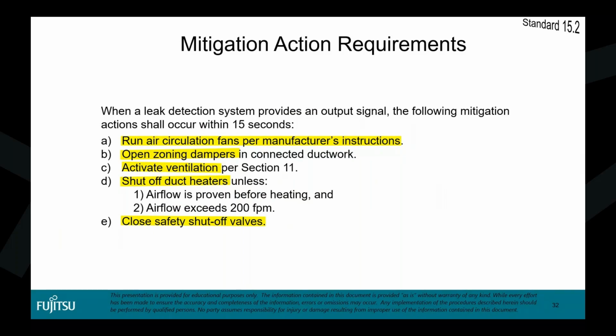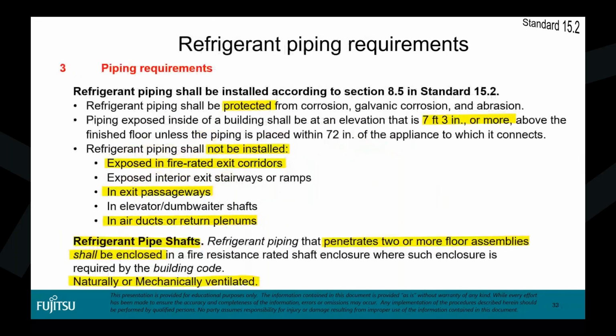Piping system requirements. This is very short, it's several pages in the standard. But in general, the piping needs to be protected from corrosion and mechanical impact, of course. It has to be at least 7 feet 3 inches or more above the finished floor, unless it's very close to an appliance, then you can have it lower. Piping shall not be installed in exit corridors, etc., passageways.